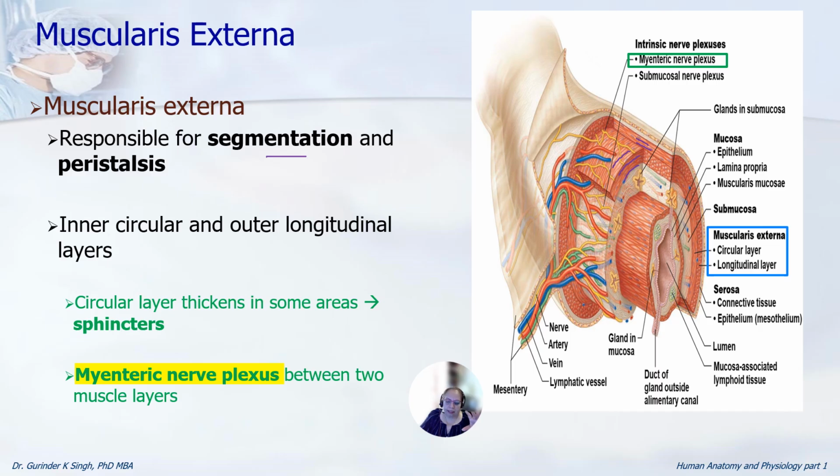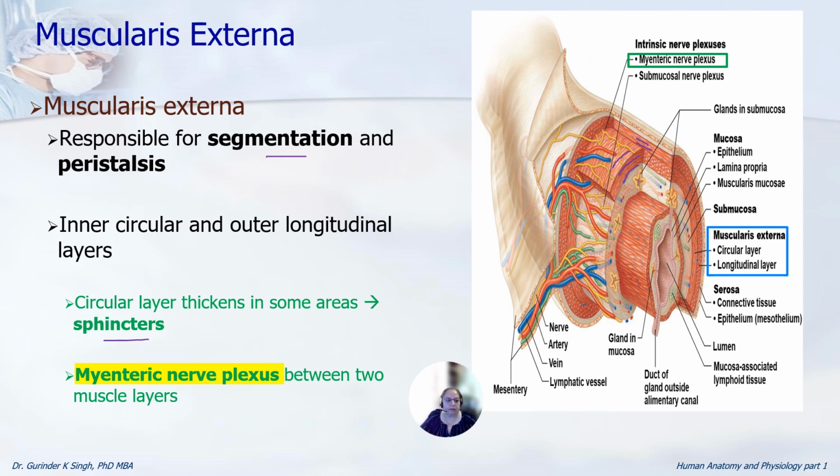So the circular layer at certain places in our digestive tract or GI tract becomes very thickened, and they form what we call sphincters. For example, we have the esophageal stomach sphincter, and at the end of the stomach we have the pyloric sphincter, and then at the joint of the ileum and colon we have the ileocecal sphincter. The anus itself is a sphincter, but we will talk about the structure of that later.